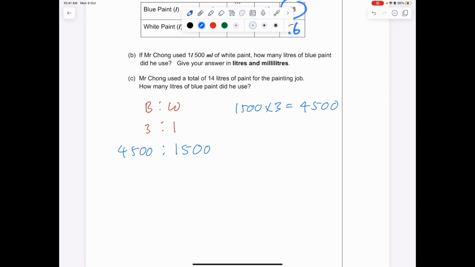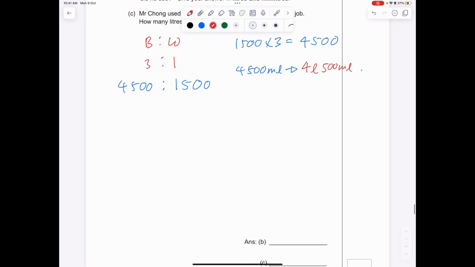Okay, now because the answer they wanted it in liters and milliliters, we need to convert this 4500 ml into liters and milliliters. So therefore the answer will be 4 liters 500 ml. Okay, very straightforward.